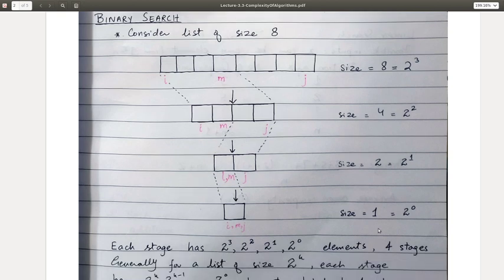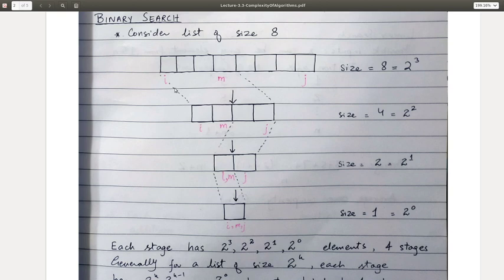So in each stage you can consider what's happening. Each stage has different elements. The first stage had 2 to the 3 elements, the second stage had 2 to the 2 elements, the third stage had 2 to the 1 elements, and the last stage had 2 to the 0 elements. And there were a total of 4 stages: first stage, second stage, third stage, and fourth stage. Alright?